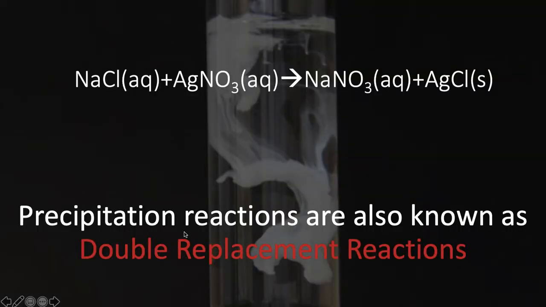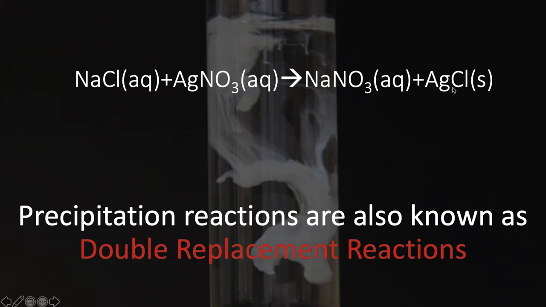Precipitation reactions that we just covered are also known as double replacement reactions. The double replacement meaning that I am replacing 2 ions with each other, not just 1, but 2, and that's where the double comes from. As you can see here in this reaction, to come up with sodium nitrate, here's my nitrate on the reactant side, I'm replacing my silver with sodium to form sodium nitrate, but I also replaced sodium here with my silver to form silver chloride.